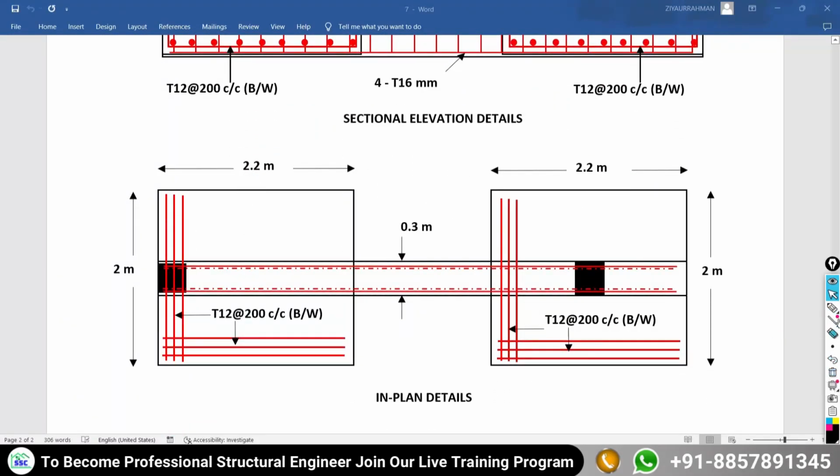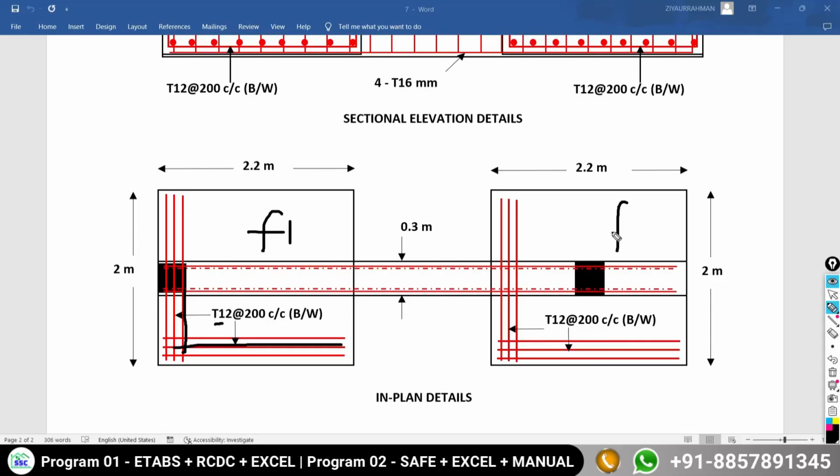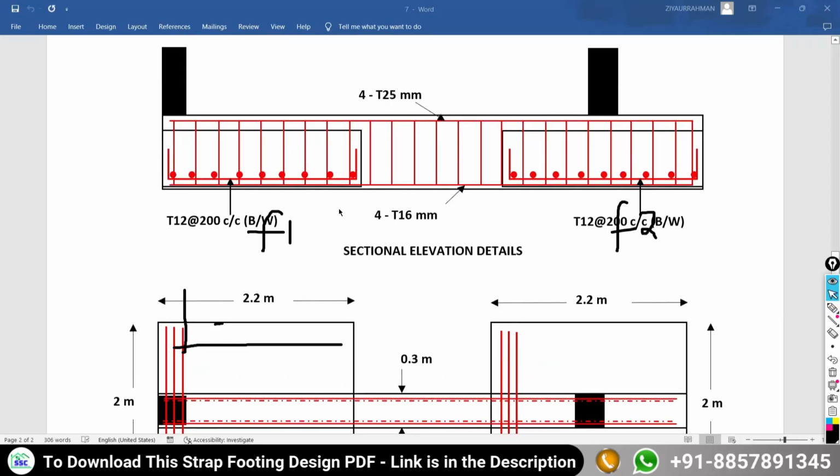In plan detailing, you have to do it the same way. It is showing that reinforcement along the length of the foundation and reinforcement along the width of the foundation will be 12 mm diameter bar at a spacing of 200 mm center to center for footing 1 and for footing 2. So plan detailing and sectional elevation detailing are both present here. In this way you have to detail.